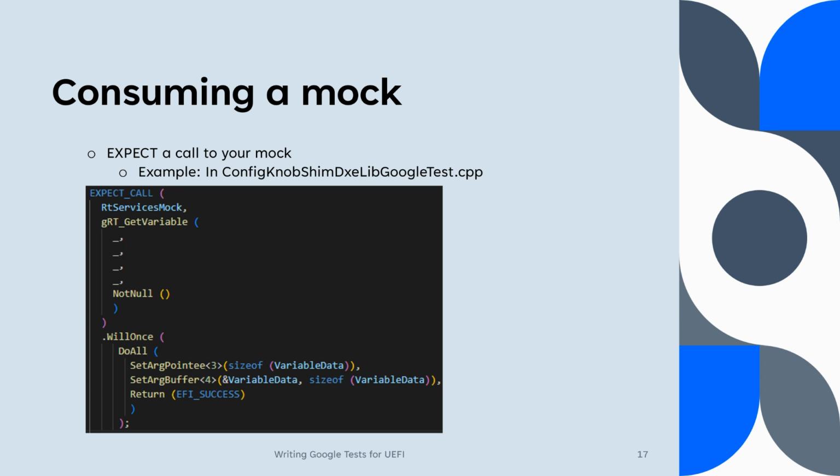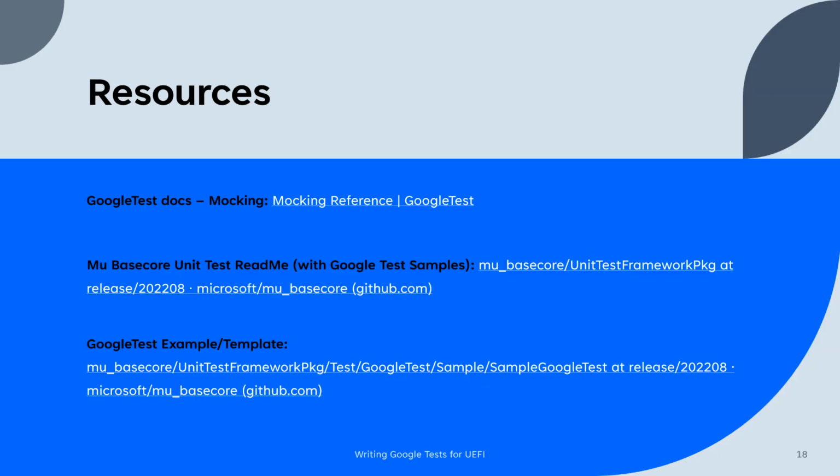Another quick example here, and good practice, we're specifying what we want the call to look like. Now in this case, all it's saying is our last argument should not be null. But we can use more matchers to check the value or even type check. Our WillOnce here is similar to our previous one, but I wanted to show we can also set an argument buffer. This mocking reference from the Google Test docs is very valuable to use and understand the full capabilities of mocks and expect calls. I also recommend checking our README in MuBase Core for some Google Test samples and template.